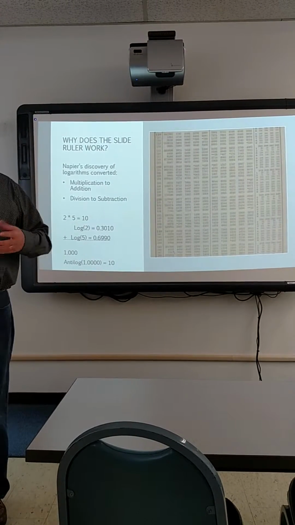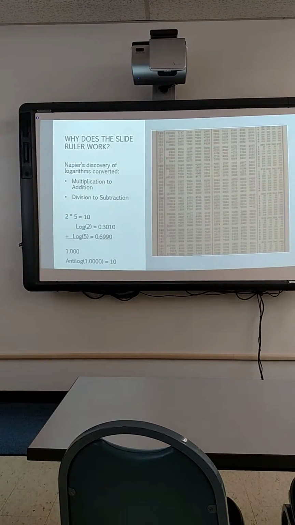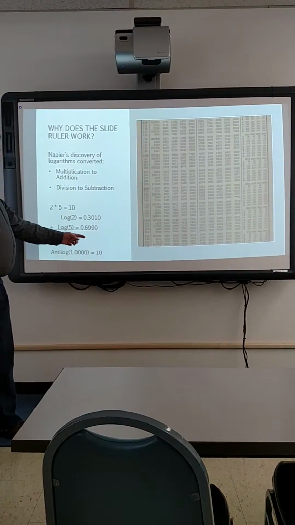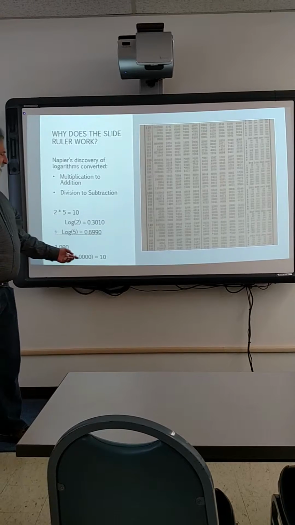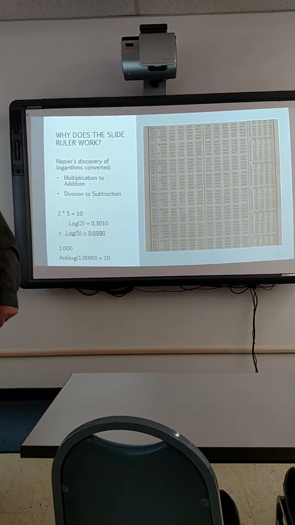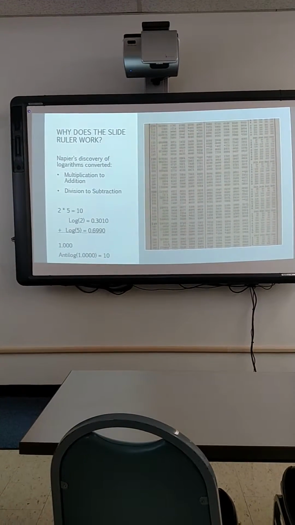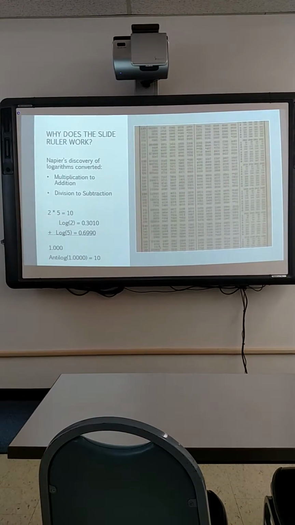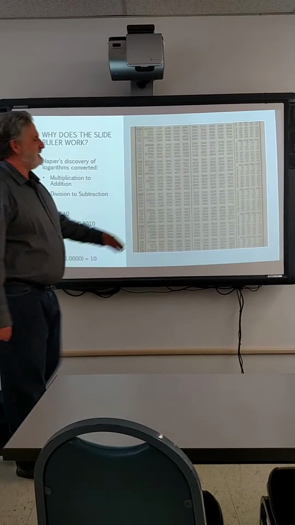Again, pretending that I actually looked it up in a chart, and the chart's gone away, but this is what they did look like. And then you add those together and you get 1, and the anti-log of 1 is 10. So that covers why it worked. You just turn multiplication into addition.